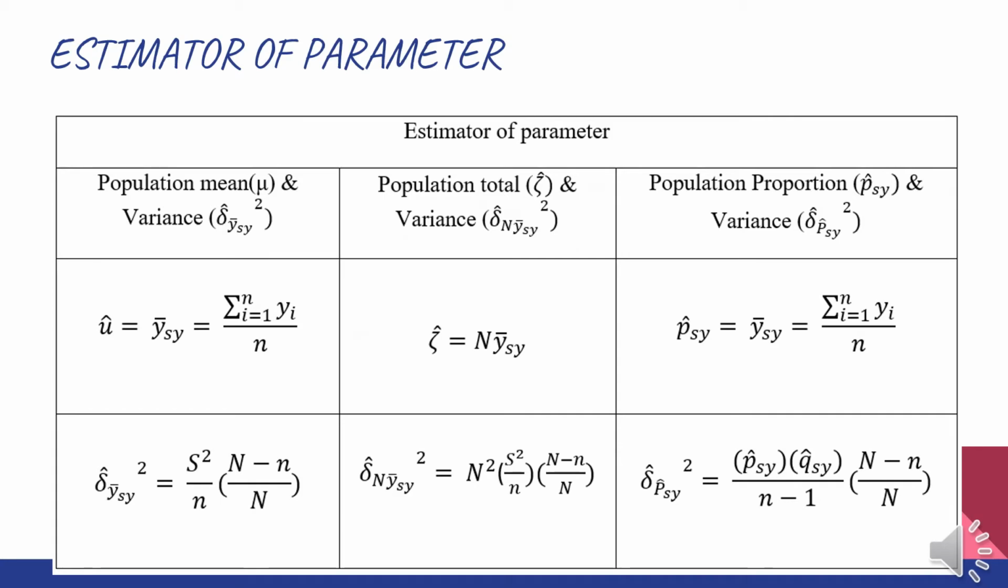Let's move on to the estimation of parameters. The first column is the formula to estimate the population mean and variance. To calculate the estimate of the population total and variance, we use the second column formula. The last column is the formula to estimate the population proportion and the variance of the population proportion.